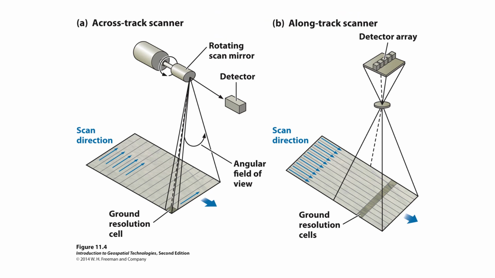Remote sensing satellites, two primary types: a cross track and a long track. A cross track is something called a whisk broom, where the sensor moves side to side. A long track is more like a push broom, where it just moves straight ahead.